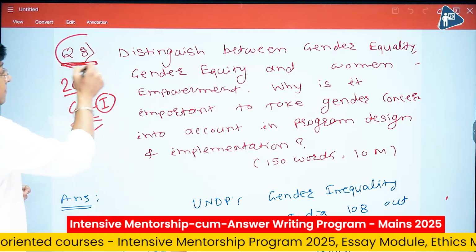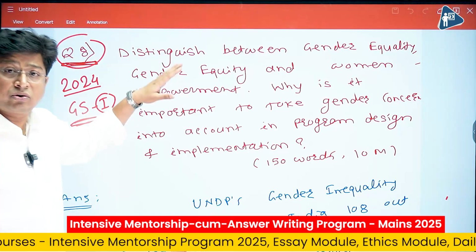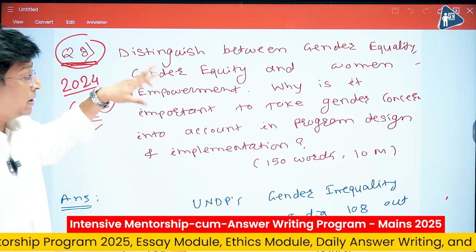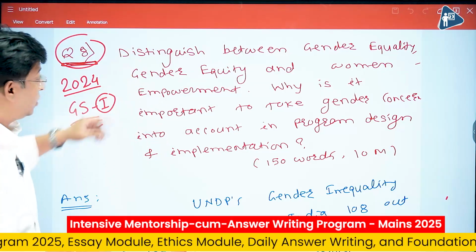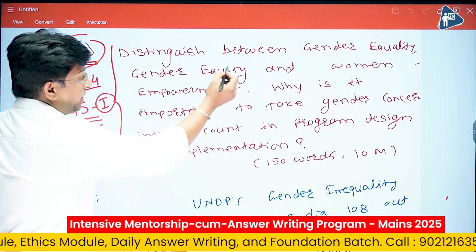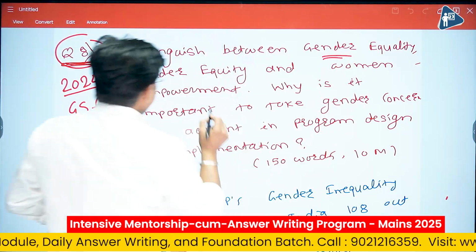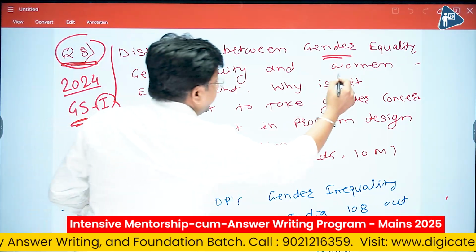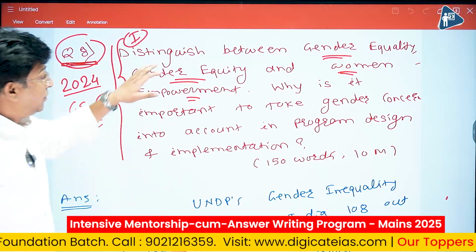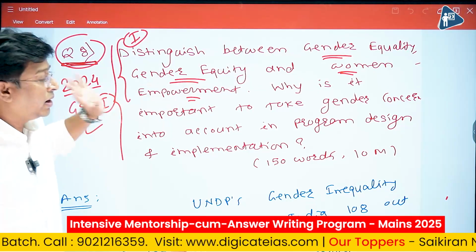This is question number 8. Now let's understand this question. When you write an answer, first you need to understand the question, and for that purpose, you need to break it down. First identify the given keywords. Distinguish between gender equality, gender equity and women empowerment. This is the first part of your question.